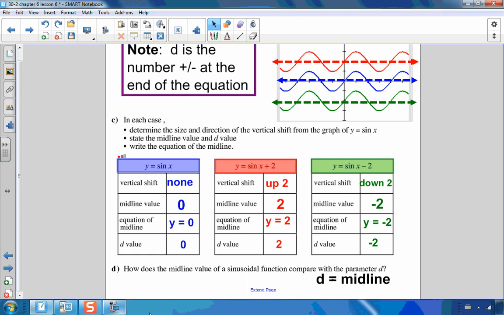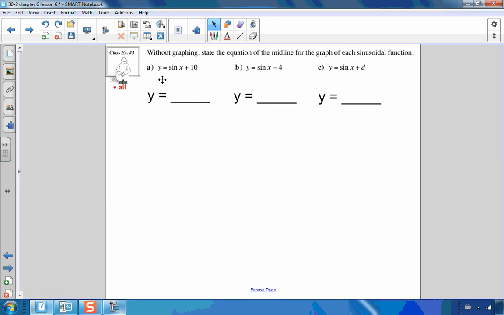Well, d is the midline. So you can now tell, looking at an equation, what the midline value is. So without graphing, let's state the midline of each of the following equations. I have sine x plus 10. The midline is y equal to 10.